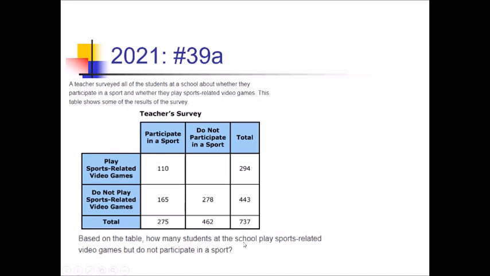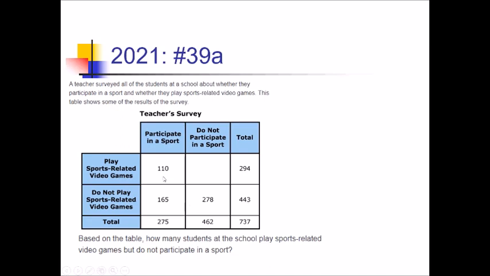So based on the table, for part A of this question, we want to know how many students at the school play sports-related video games but don't play a sport. So basically, we're looking for this empty box right here. Now, the key is understanding that as we move to the right, this total column is the sum of the numbers further to the left, like 165 plus 278 adds up to 443. That's how we got that 443.